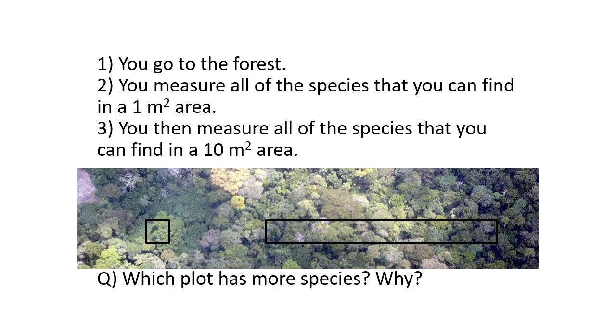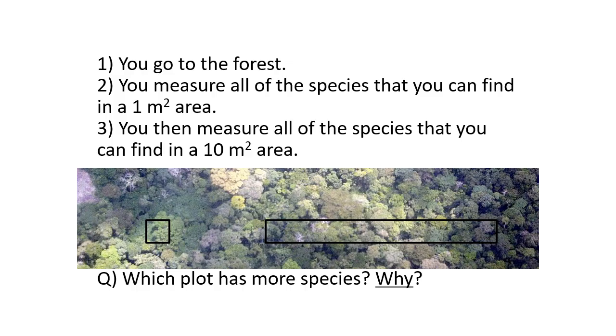So first, I want to ask you a question. You go into a forest, you measure all the species that you could find in 1 square meter, a 1 meter squared area. And then you measure all the species you could find in a separate 10 meter square area. Which plot would have more species and why? Not a trick question. If you said the larger area, that's correct. And the reason is because there's more space.